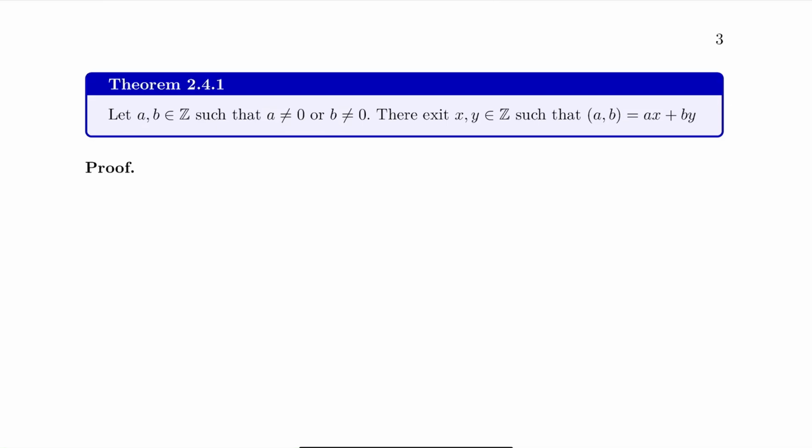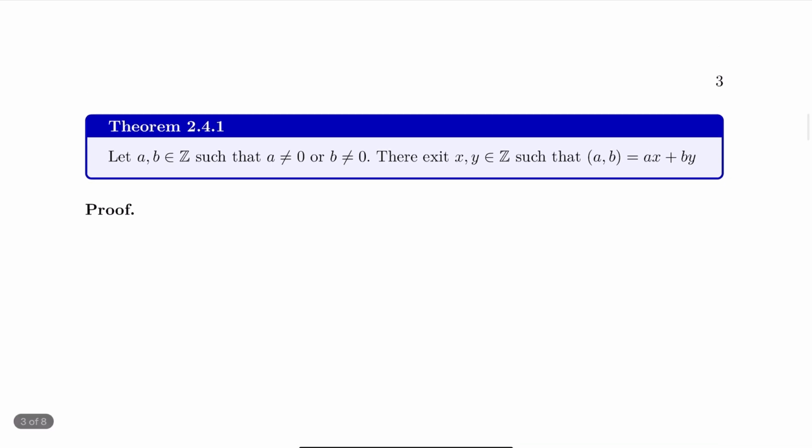Today we will take a look at theorem 2.4.1, which is a theorem of the greatest common divisor of a and b. Let a and b be integers such that a or b is not 0. Then there exist x and y such that the greatest common divisor equals ax plus by.